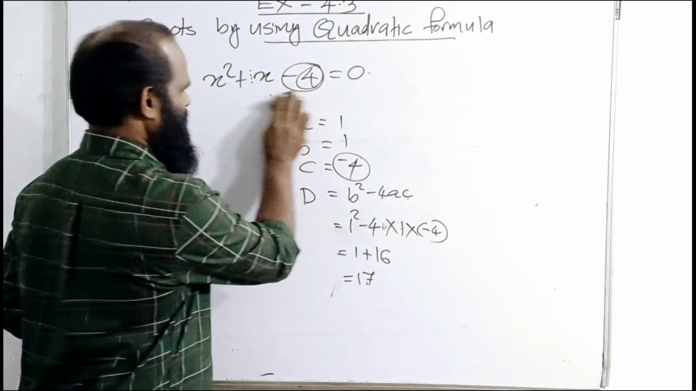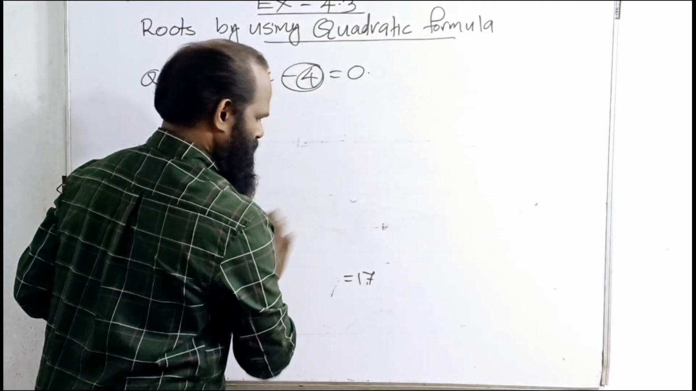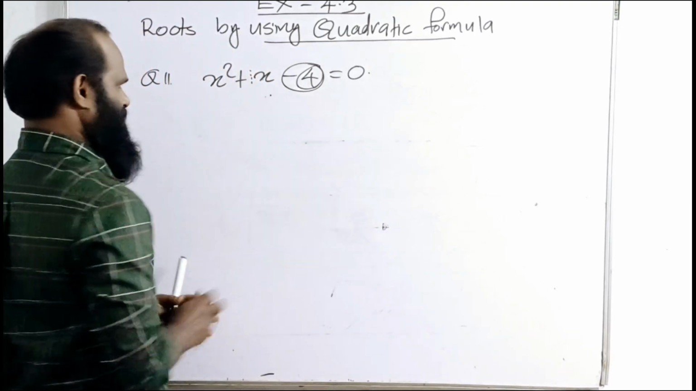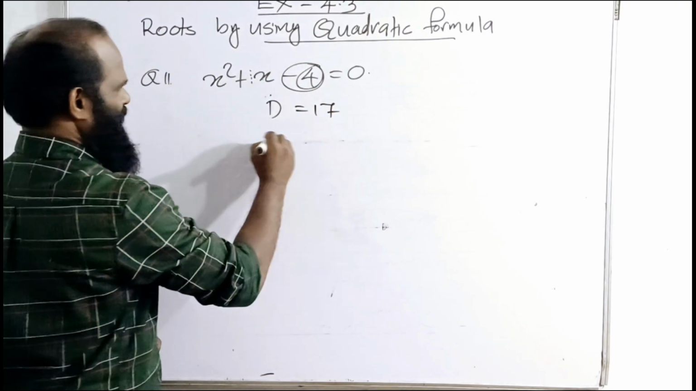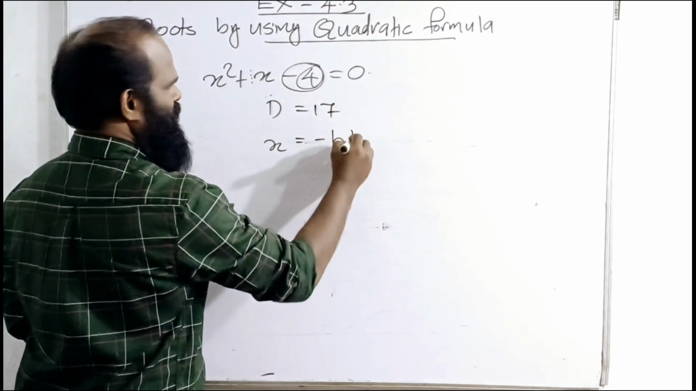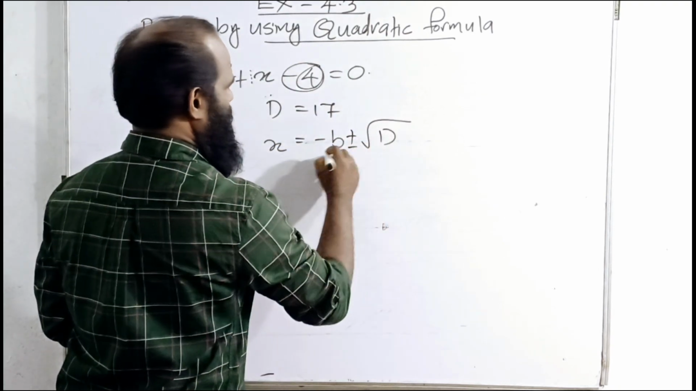All right, here we go. D is equal to 17. Now x is equal to minus b plus or minus root D by 2a.